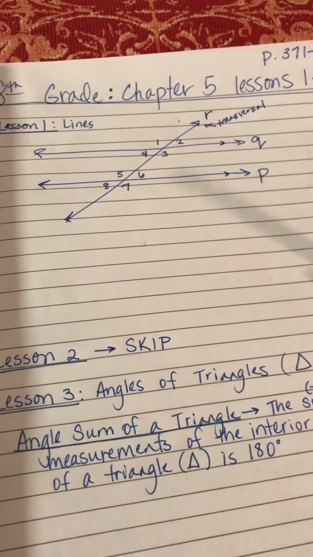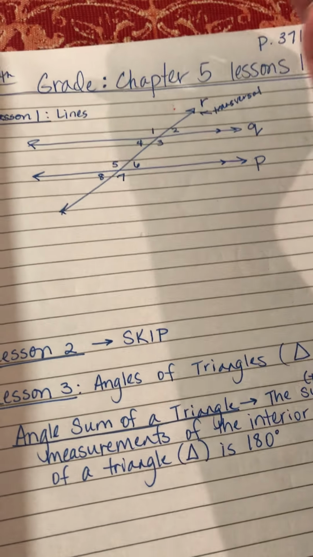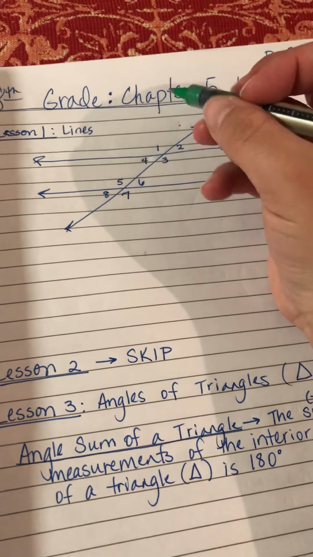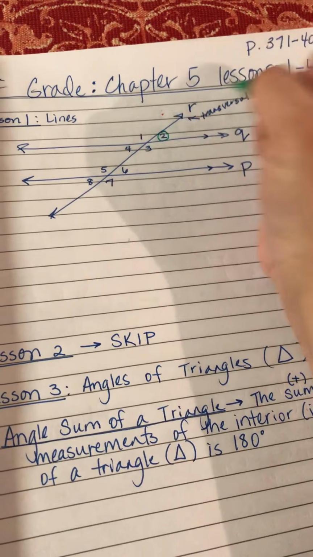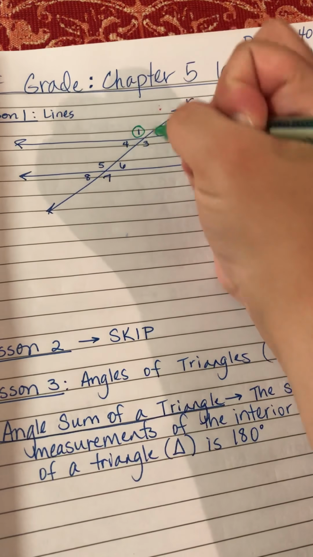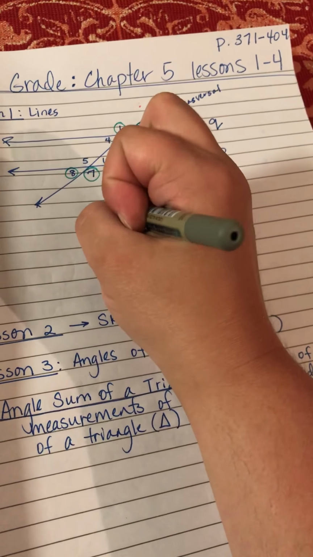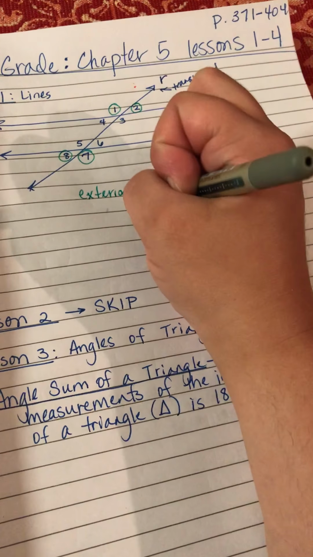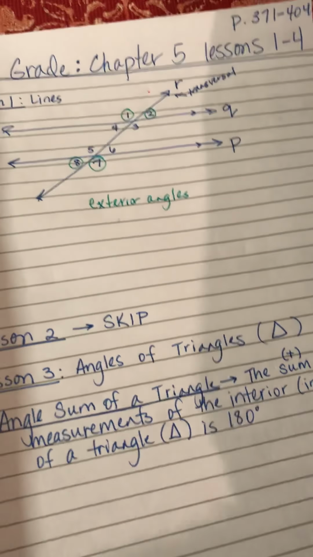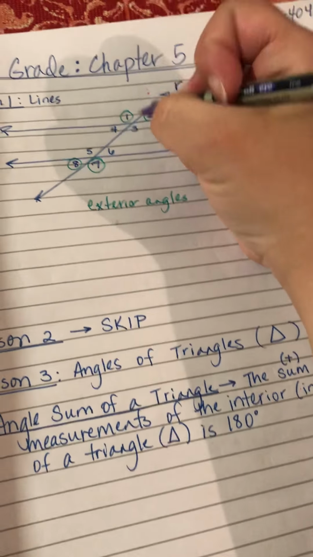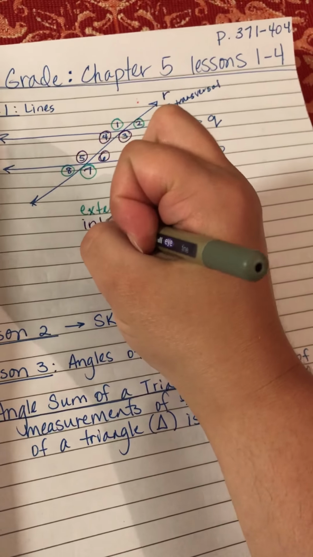Okay, so when we have a transversal and two parallel lines, the angles we know some of them are going to be equal to each other. So for example, we talked about how angle 2, angle 1, angle 7, and angle 8 are called exterior angles because they are outside of the two parallel lines. And we also talked about the inside ones, 3, 4, 5, and 6 are called interior angles.